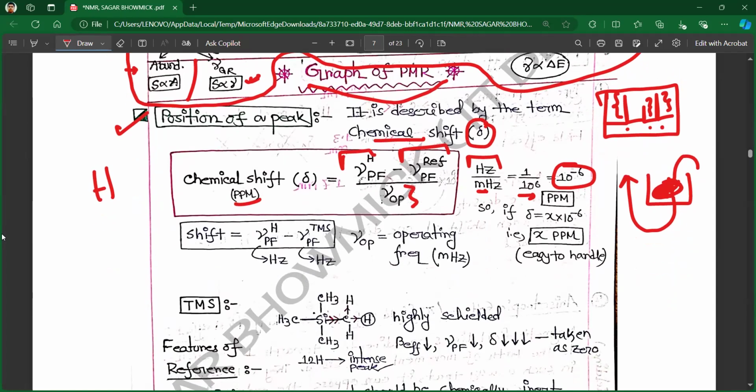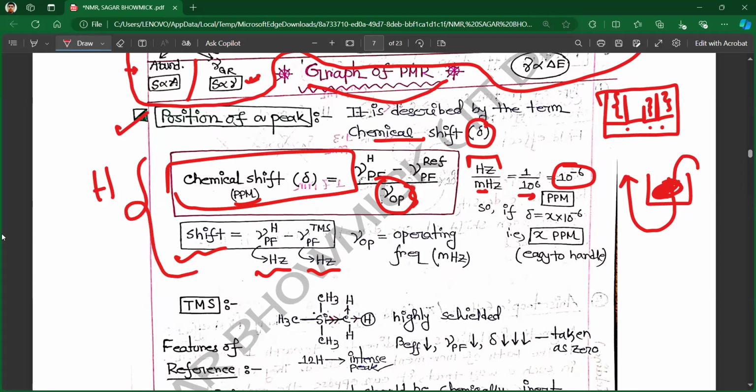There is something called shift. The numerator is called shift, and overall, if we divide it by the operating frequency, it will be the chemical shift. The unit of shift is hertz because hertz minus hertz is hertz. And I am dividing it by megahertz, so it will be ppm. Chemical shift will have the unit ppm. These things confuse us very much because in the exam, suppose the data are given in megahertz, but you have to put it in hertz, and the answer for shift will always be in hertz.